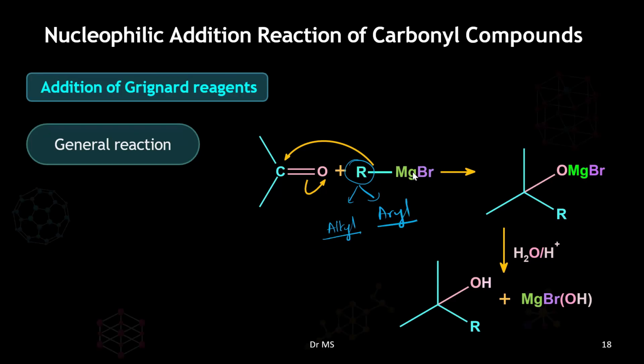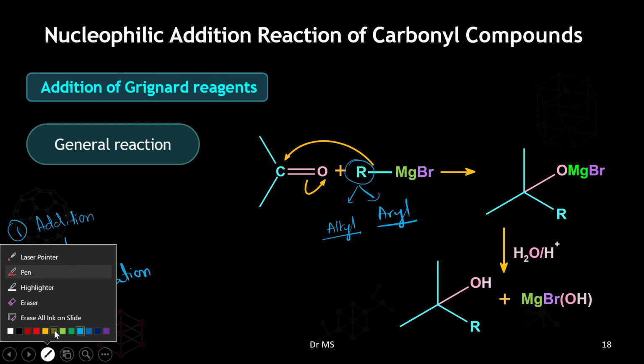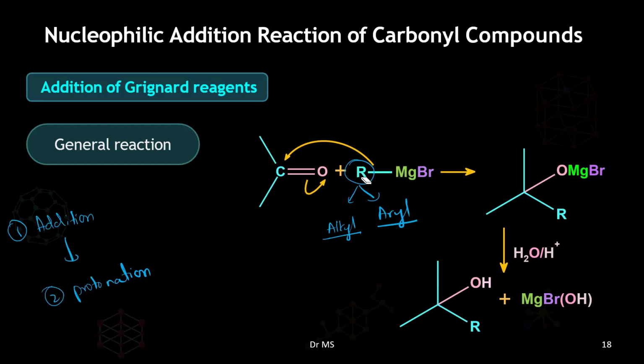So how does this reaction happen? You can see here, the bond breakage will happen between the alkyl group and the MgBr. So an addition will happen, first the addition followed by the protonation. Remember, this is step 1 and step 2. In step 1, addition will happen. For the Grignard reagent, the bond breakage will happen between the R group and the MgBr, and this MgBr will go and attach to the oxygen, and whatever the R is, it will go and attach to the carbon.